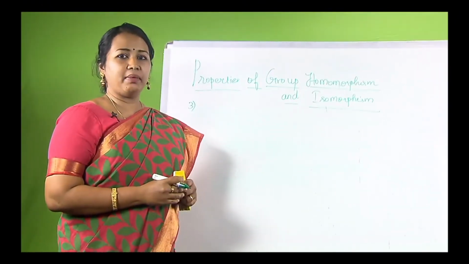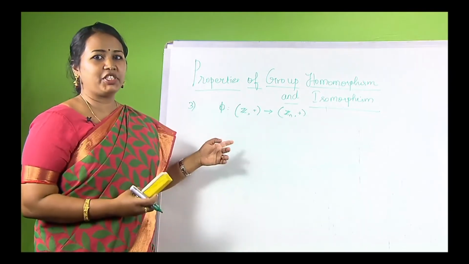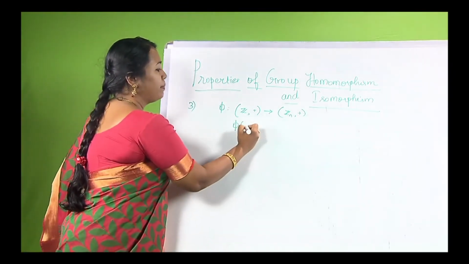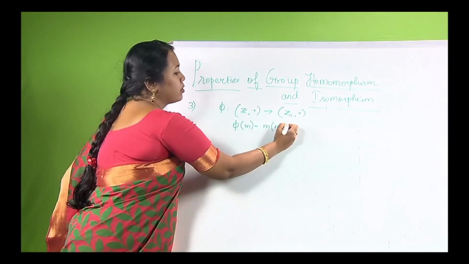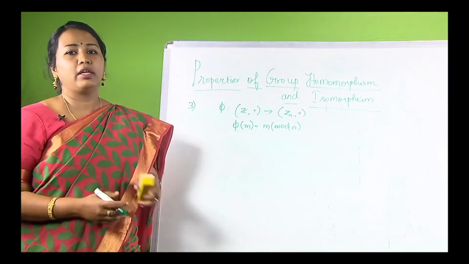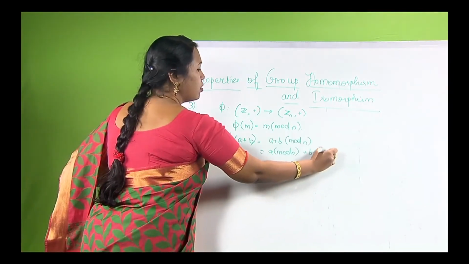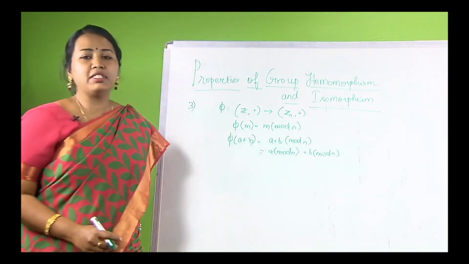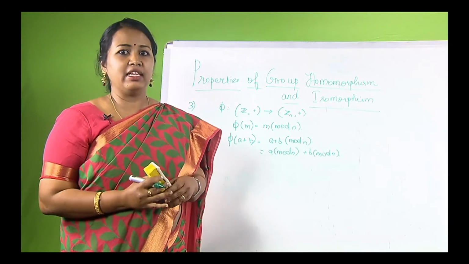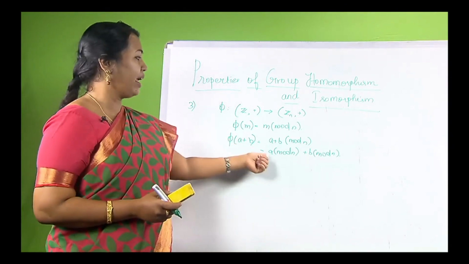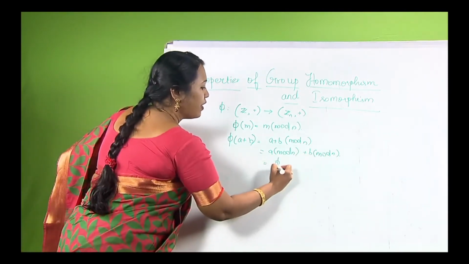Let us see one more example. Let us define a mapping phi. This particular function is defined by phi of m is equal to m mod n. Here, let us check this function for homomorphism. This is true because the remainder of dividing a plus b by n is the same as adding the remainders of dividing a by n and b by n. So, this is clearly phi of a plus phi of b.